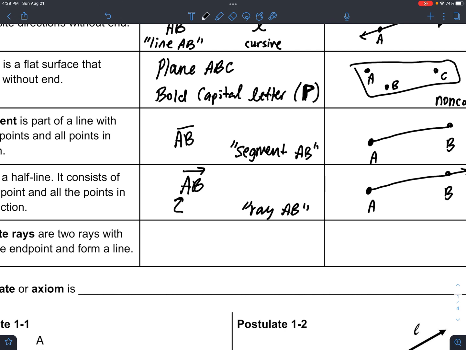So this A is called the endpoint, and it does not have the arrow. So the order does matter here. Ray BA is something completely different. It would start at B and go through A and continue going on. But this is ray AB, starts at A.